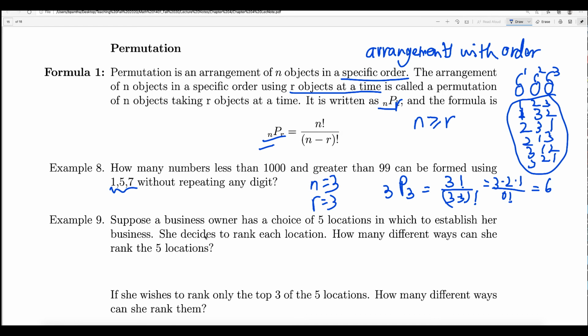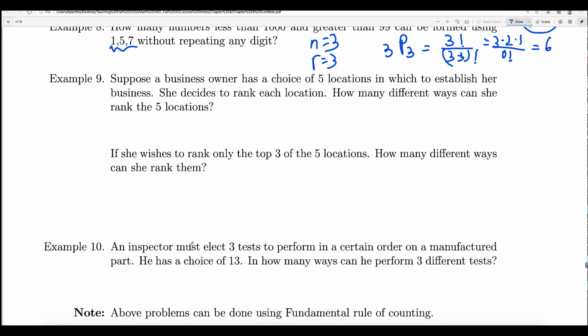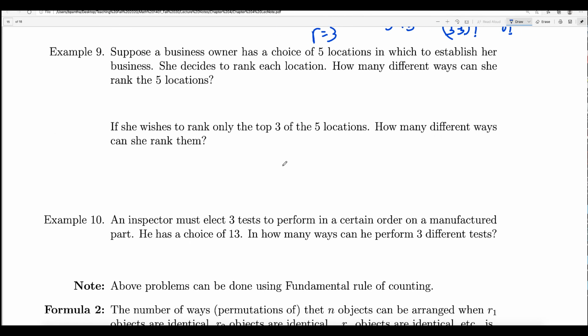Let us see example number 9. Suppose a business owner has a choice of 5 locations.